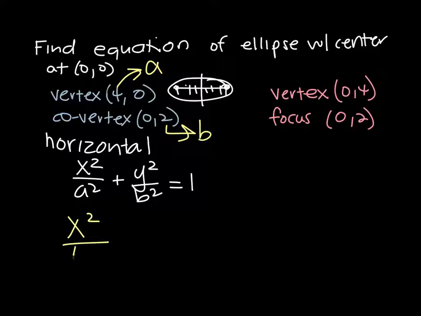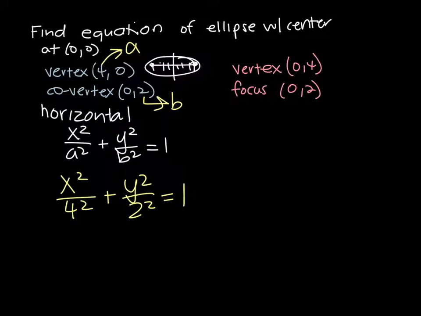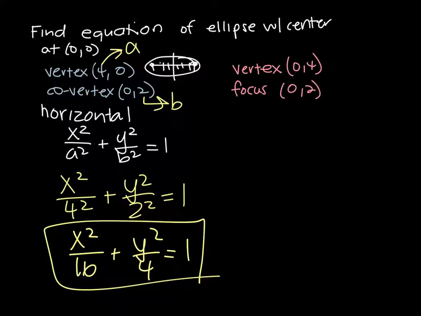So this is 4 squared, this is 2 squared. So this is x squared over 16 plus y squared over 4 equals 1. That's it, I'm done with that one. So if it gives you A and B, you're done. You just have to figure out if it's horizontal or vertical to figure out where the A goes.